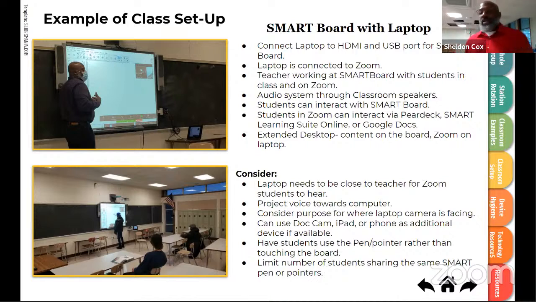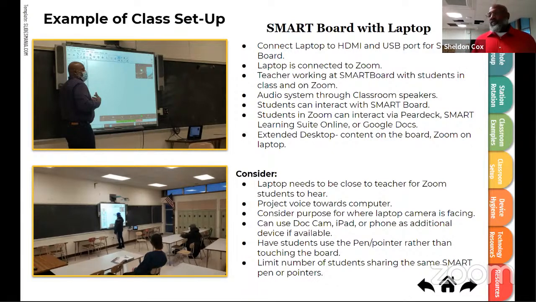In this, I am also wearing a mask. So with the mask and the camera directly in front of me, I can project my voice to that camera so that the students on the Zoom can hear me. And I'm also projecting enough for the students in the room to hear me. If I had an audio system in the room, I could use that to project my voice to make things a lot easier. The students can interact with the smart board, provided they use the proper hygiene methods in your classroom. We'll talk about that in a few slides.